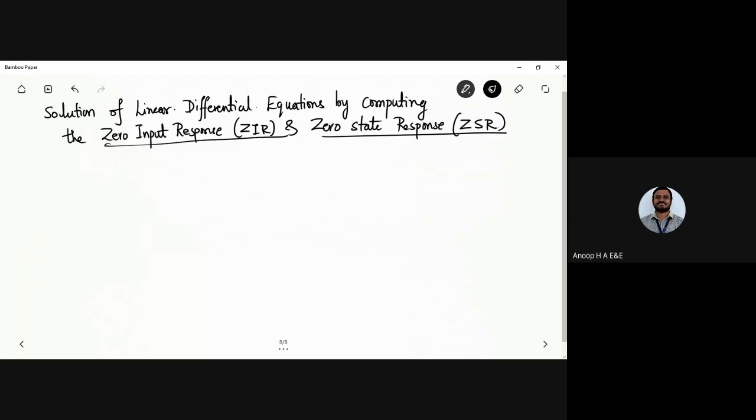So in case of competitive exams, GATE, whatever it is that you take, if they ask any question related to a differential equation, finding out its zero input response and zero state response, this is one of the important things that comes into picture here, right? So now let me proceed.